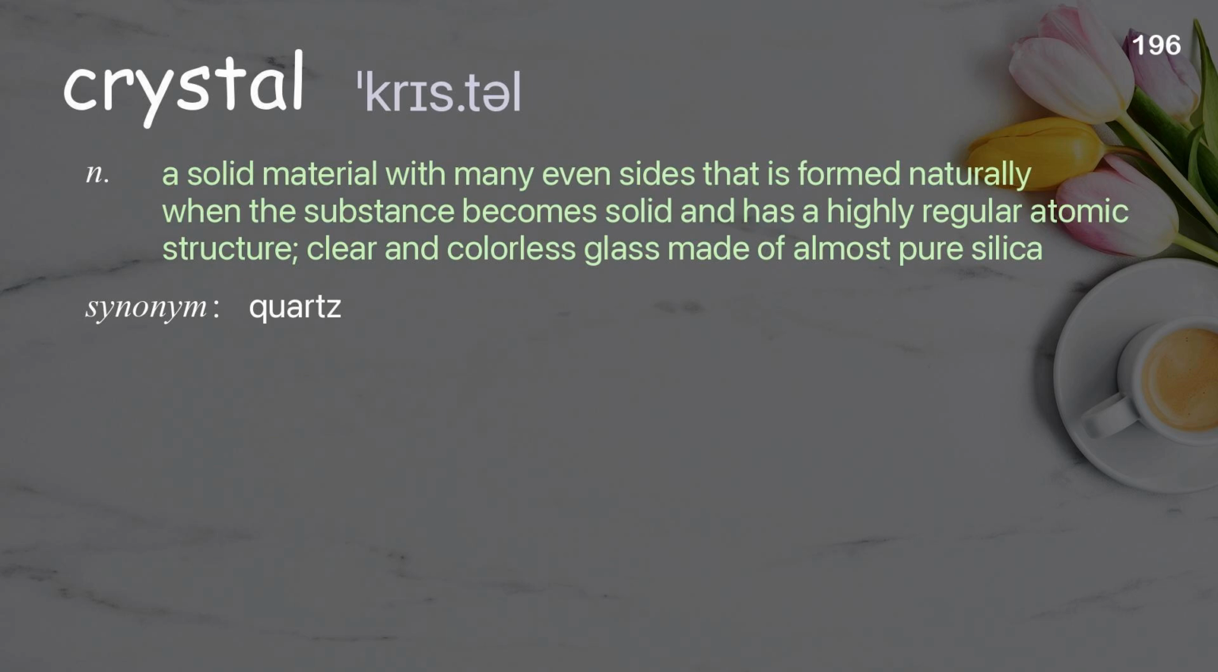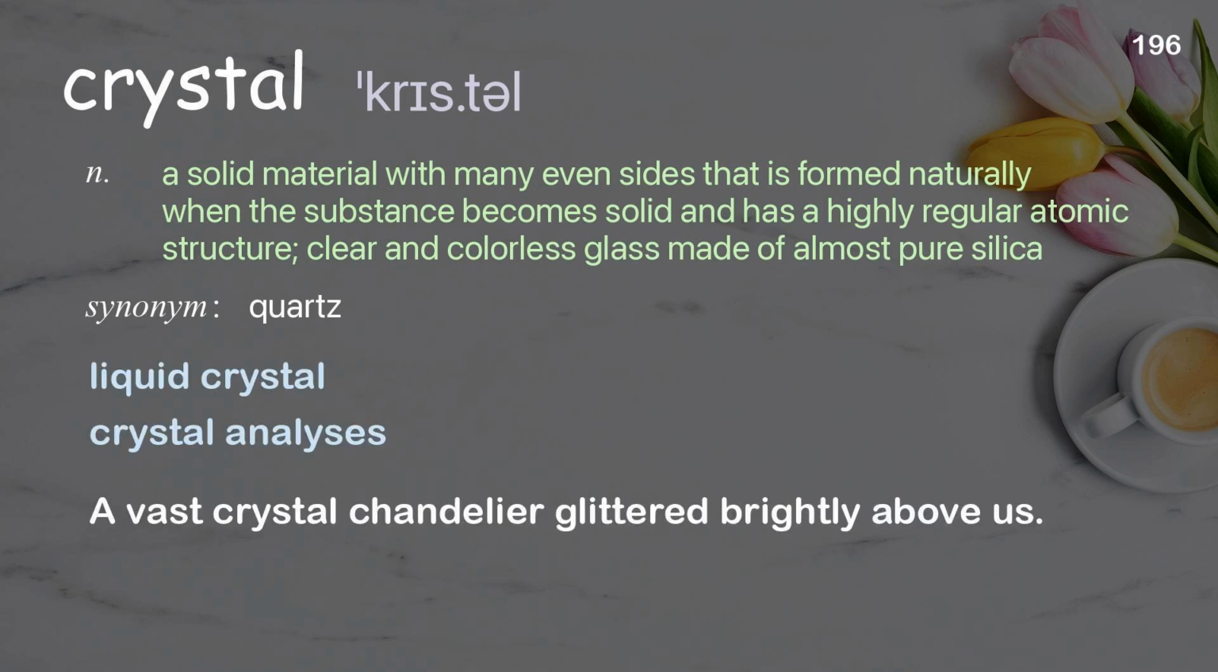Crystal. A solid material with many even sides that is formed naturally when the substance becomes solid and has a highly regular atomic structure. Clear and colorless glass made of almost pure silica. Examples: liquid crystal. Crystal analyses. A vast crystal chandelier glittered brightly above us.